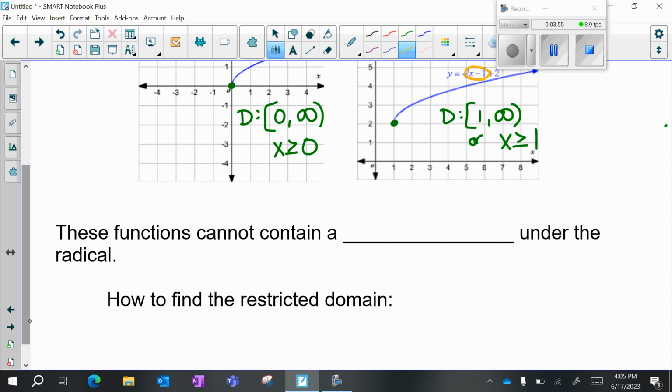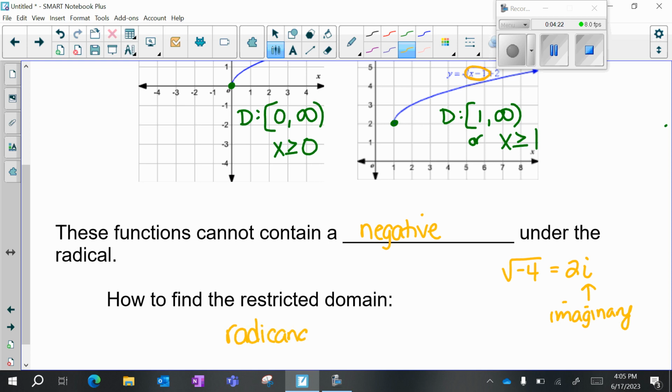And that's because these functions cannot contain a negative under the radical. If I have the square root of -4, that's equivalent to 2i. This is an imaginary or complex number. It is not a real number, and our domain only deals with real numbers. So in order to find our restricted domain, you're going to take your radicand, which is what's underneath the radical, and set it greater than or equal to 0.